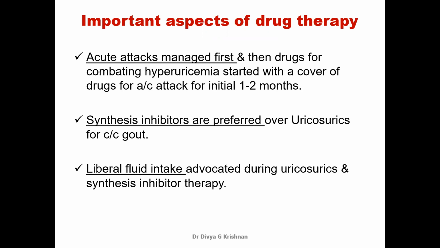Now, when it comes to comparing synthesis inhibitors and uricosurics, synthesis inhibitors are preferred first, and the uricosurics are the second line of drug in chronic gout. So whenever a patient is treated for gout, make sure that he takes liberal fluid intake during the therapy.